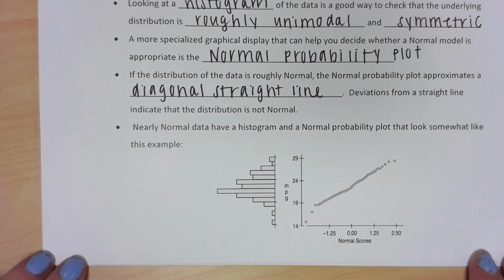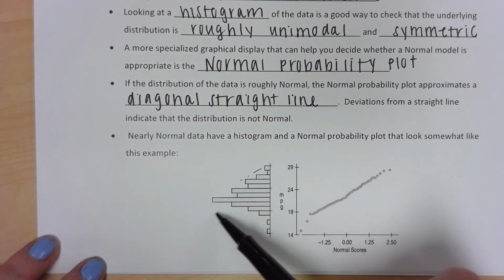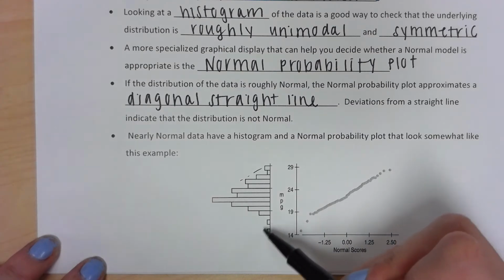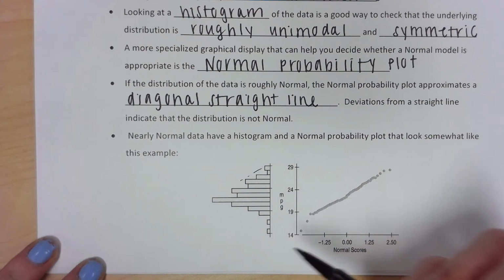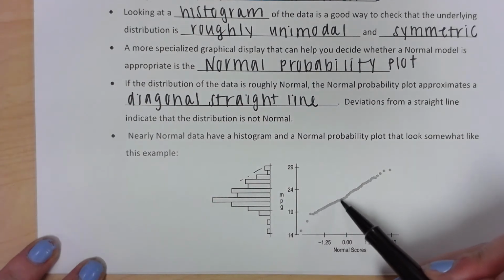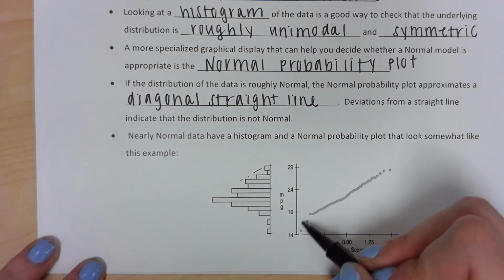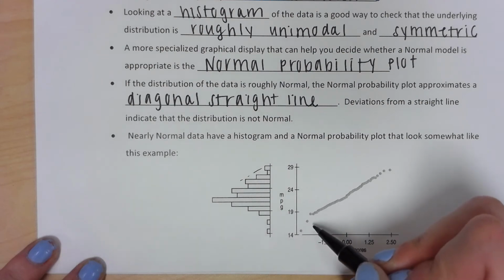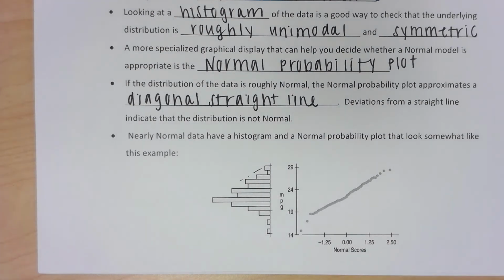So for your example here, we have a histogram and it's looking pretty unimodal and symmetric, maybe a couple of possible outliers, but I'm thinking that it's pretty normal there. And then here's your probability plot. You can see that most of your dots here are following that diagonal straight line. Again, you can see these outliers that may give you worry, but generally speaking, it does follow that straight line.